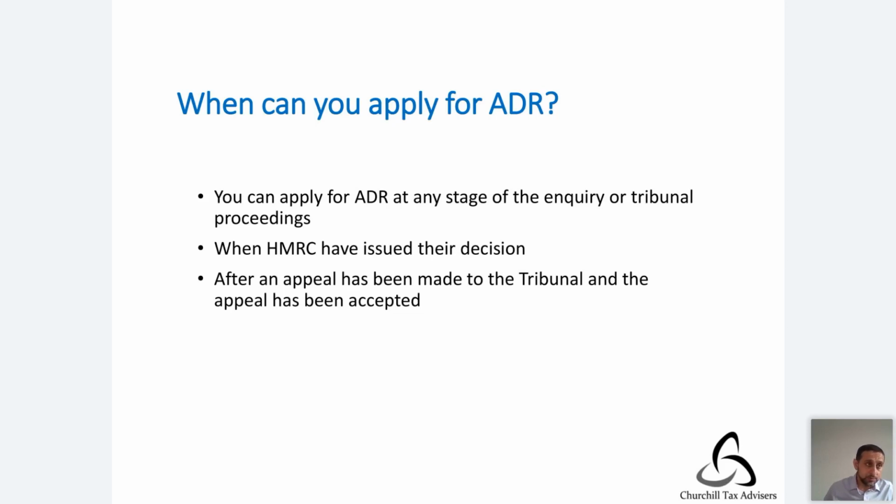And if you're not happy with their decision, for example, HMRC has raised an assessment of £1 million, and you think that shouldn't be £1 million, it should be 100,000 or whatever the amount you think it should be, in that case you would apply for ADR. Also you have to make an appeal to the tribunal, and the appeal has to be accepted before you can apply for ADR. So now the process has changed.